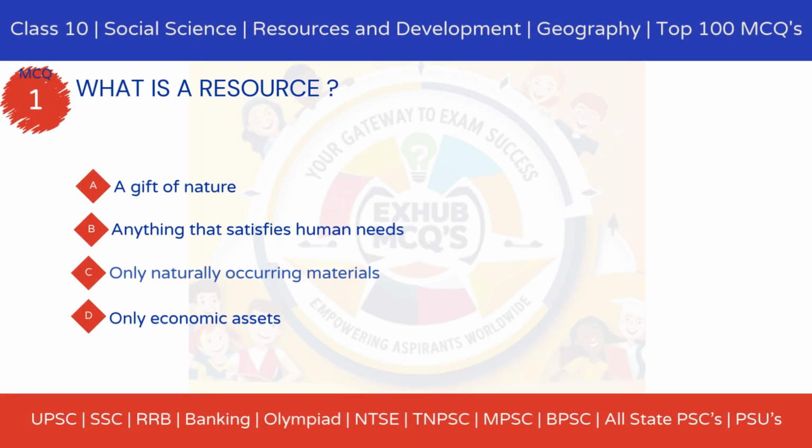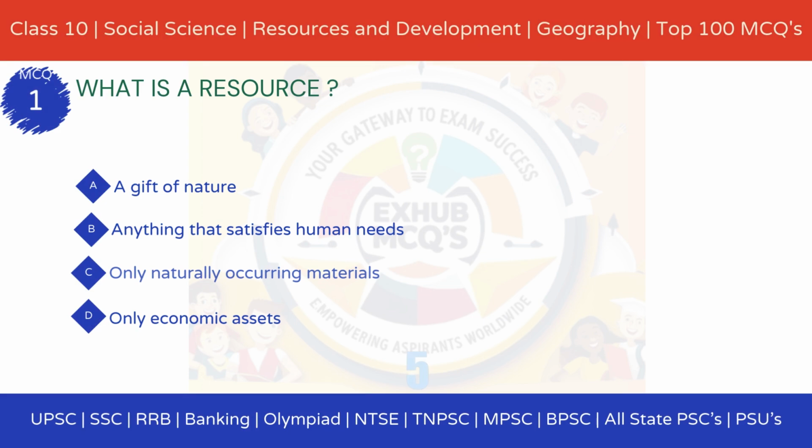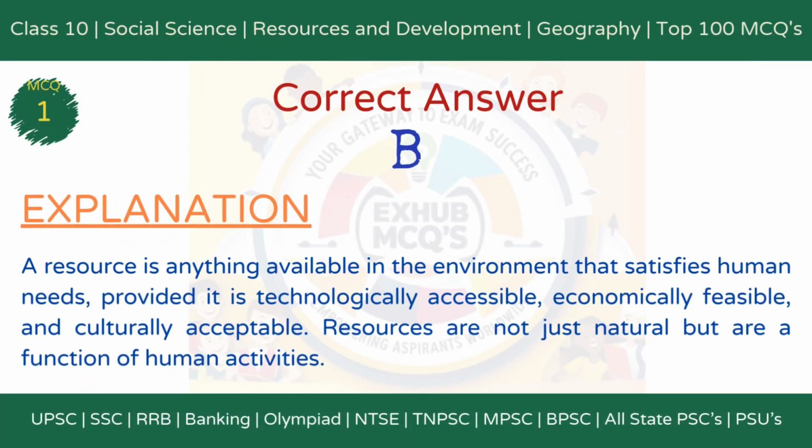MCQ 1. What is a resource? Option A, a gift of nature. Option B, anything that satisfies human needs. Option C, only naturally occurring materials. Option D, only economic assets. The correct answer is option B, anything that satisfies human needs.